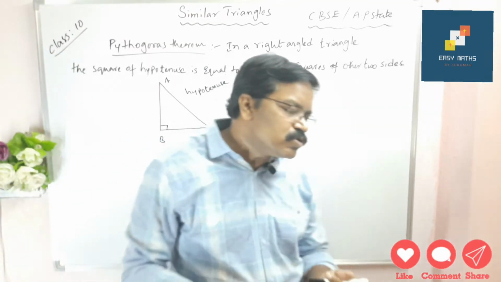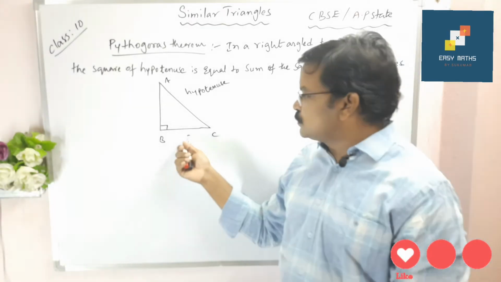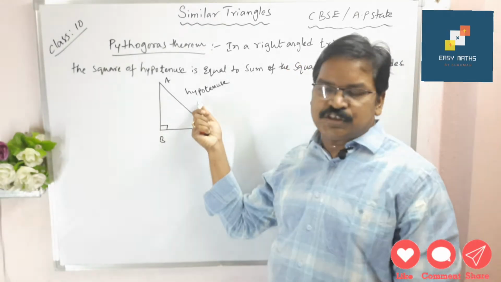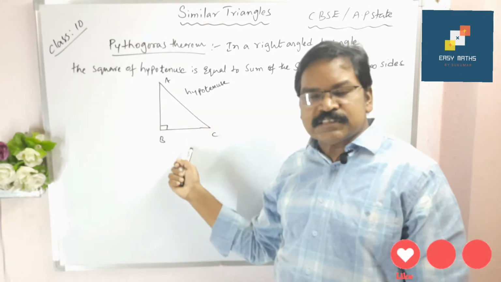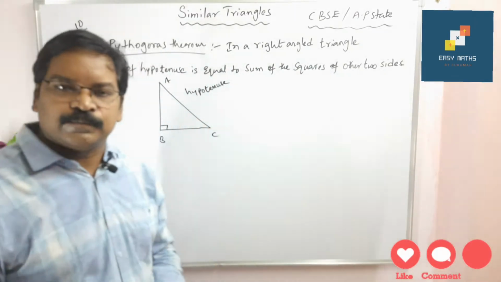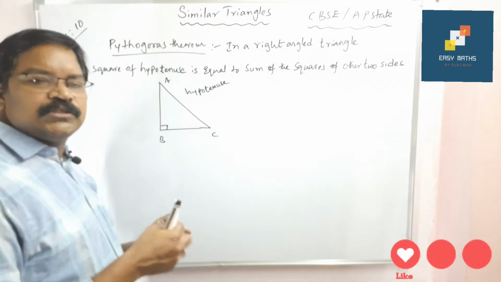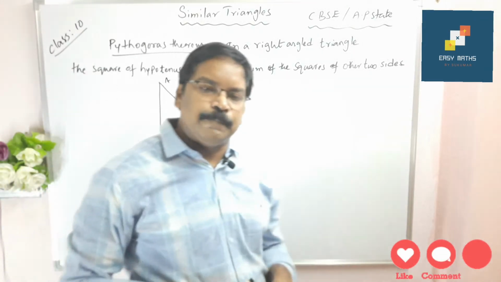See, you have used Pythagorean triplets also in class 8. So this is 3 centimeters, 4 centimeters, 5 centimeters. Here 1 centimeter, 1 centimeter, root 2. There are many Pythagorean triplets like that. You have been using those Pythagorean triplets without knowing the proof of this Pythagorean theorem.